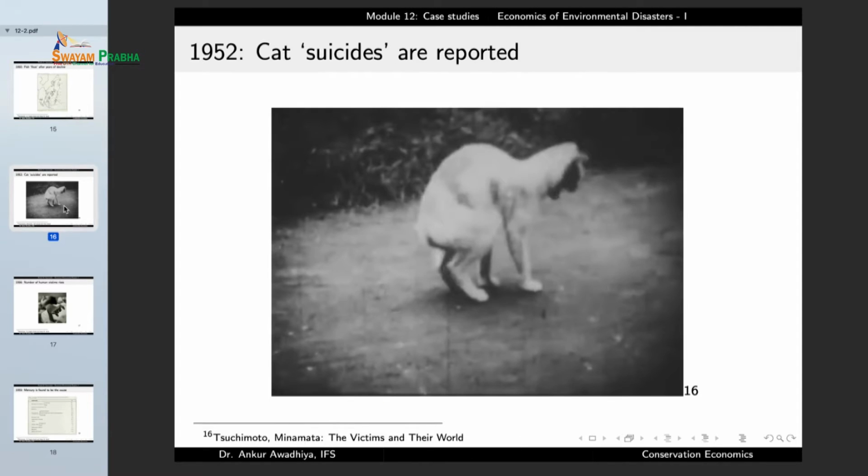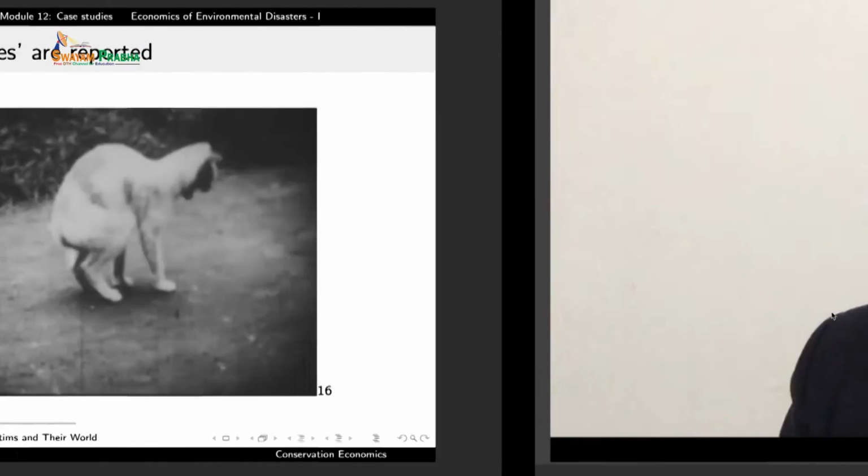Symptoms such as this. By 1952, people are starting to report that the cats are committing suicide. The cats have a large number of neurological deficiencies, a large number of neurological diseases. So they go on repeating an activity again and again. And these cats are so highly depressed and so diseased because of these neurological symptoms that at times they jump from a cliff or they die off. So there are a number of instances of cats committing suicide in this area.